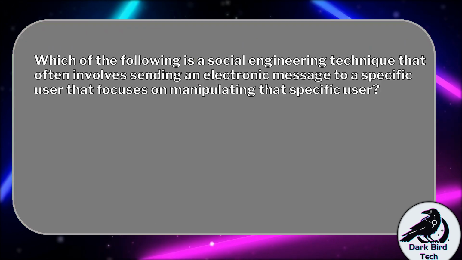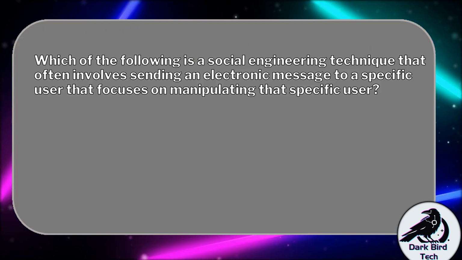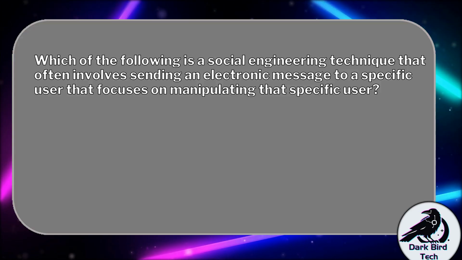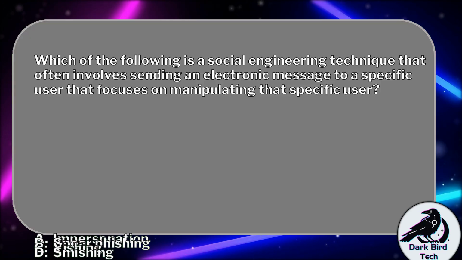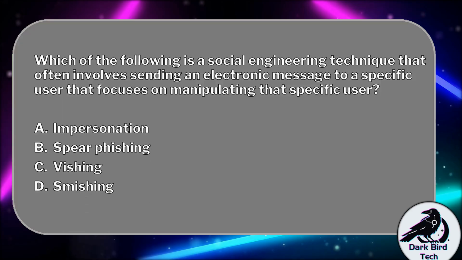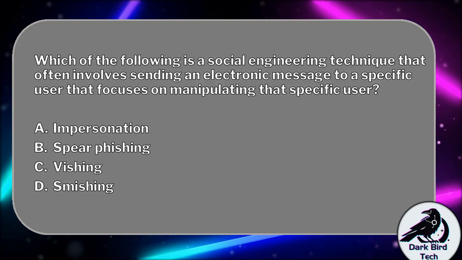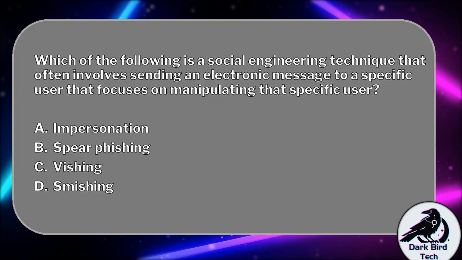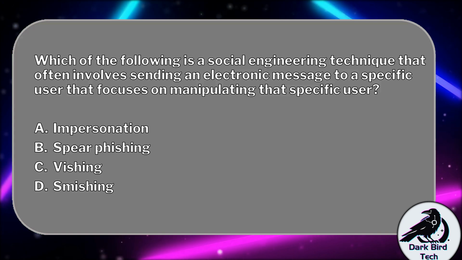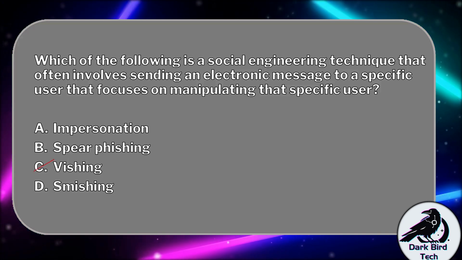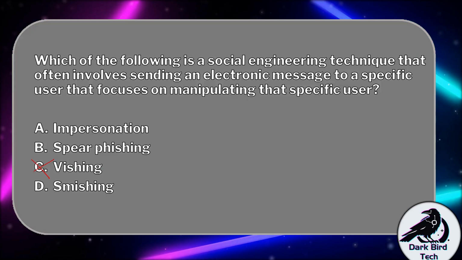Which of the following is a social engineering technique that often involves sending an electronic message to a specific user that focuses on manipulating that specific user? So our options are impersonation, spear phishing, vishing, and smishing. So let's see, social engineering, cool. All four of these are forms of social engineering, so that doesn't really help us eliminate these four options. Sending an electronic message, okay, well that will eliminate vishing straight away because vishing is usually a type of voice call, whether it be through traditional telephony or voice over IP.